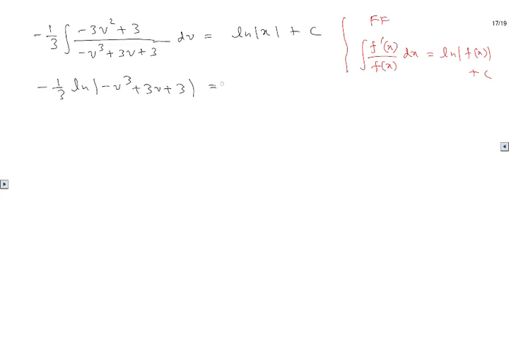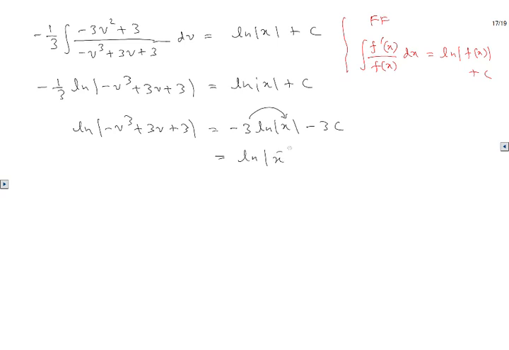Okay, so this is equal to ln x plus c. Now what we can do is multiply both sides by -3. If you do that, you're going to get ln of -v³ plus 3v plus 3 equals -3 ln x minus 3c. This is ln, and bringing the -3 inside as a power, it's going to be x to the -3, minus 3c. Now we can write this using exponential form.